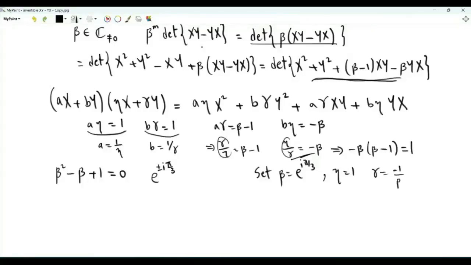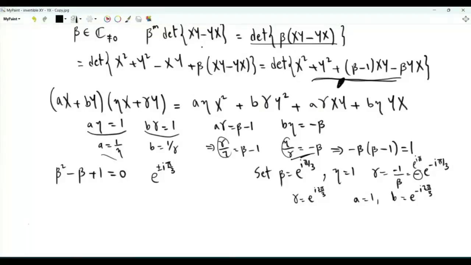From here, gamma is equal to minus 1 over beta. This is minus e to the minus i pi over 3. Minus 1 is e to the i pi. So gamma is equal to e to the i 2 pi over 3. A is equal to 1. B is equal to e to the minus i 2 pi over 3.